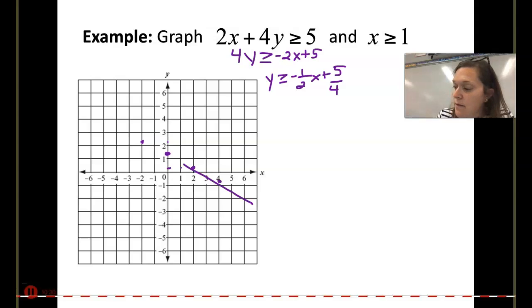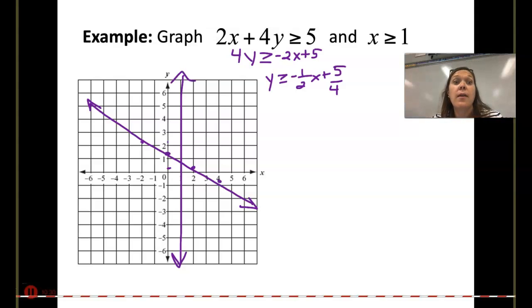Solid. I have to quickly check because we have the equals sign. All right, so I'm not going to do any shading quite yet. Let's go ahead and get the other one graphed. x is greater than or equal to 1 is a vertical line at 1. I'm going to make it solid because it has an equals to.